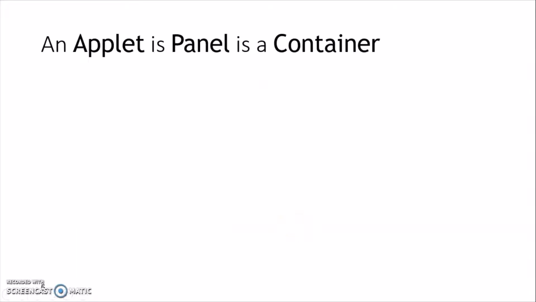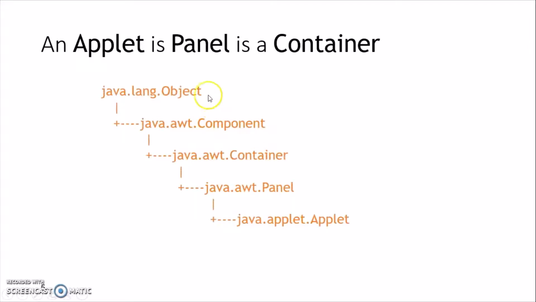So let's see what the applet hierarchy is. As you all know, Object is the superclass for all the classes present in Java. Applet is a subclass of the Panel class, and Panel is a subclass of the Container class. The Container class is a subclass of the Component class, and the Component class is a subclass of the Object class. So an applet is a panel, and a panel is a container.